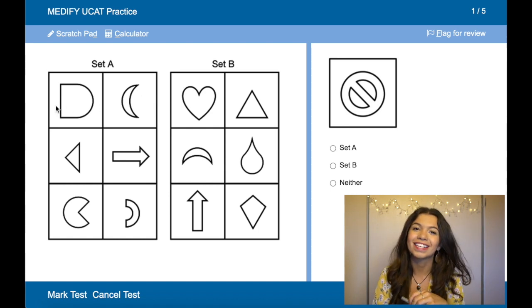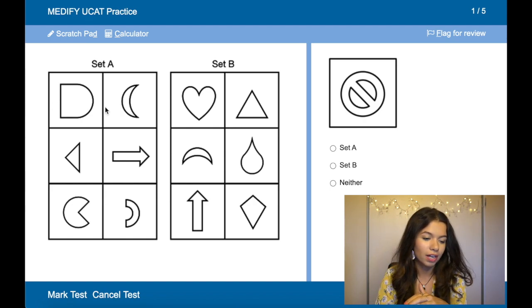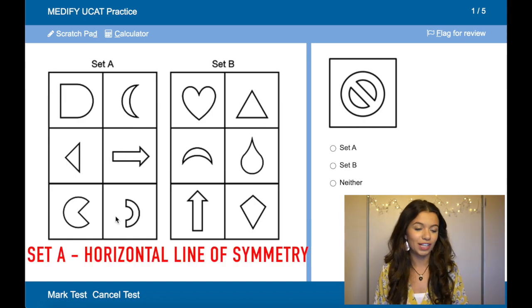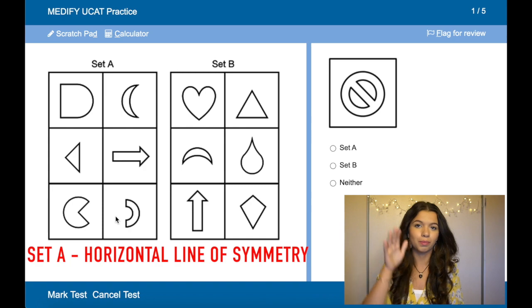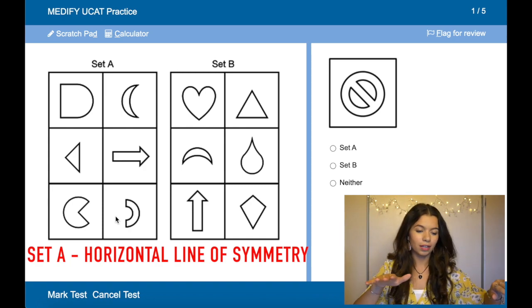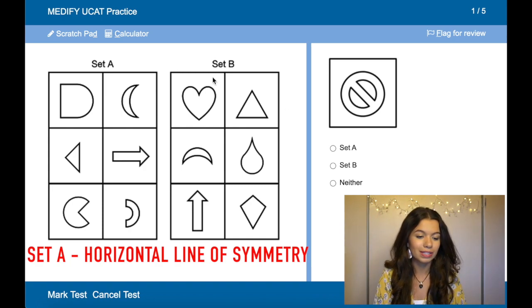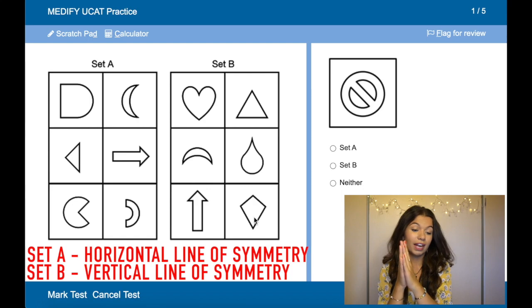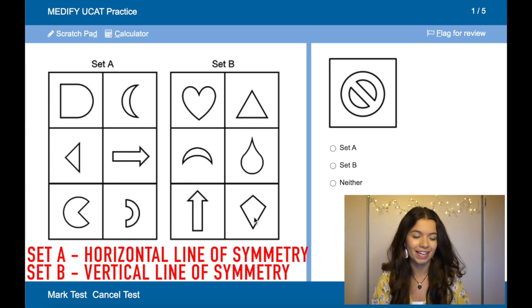So one thing I've noticed in all of the shapes in set A is that they each have one line of symmetry that is horizontal. So if you were to fold the shapes in half from top to bottom like that, that's where you get the line of symmetry. Whereas I'm noticing in set B that the line of symmetry is vertical, so you'd have to fold it in half left to right. That is what I've decided is the pattern in set A and set B.